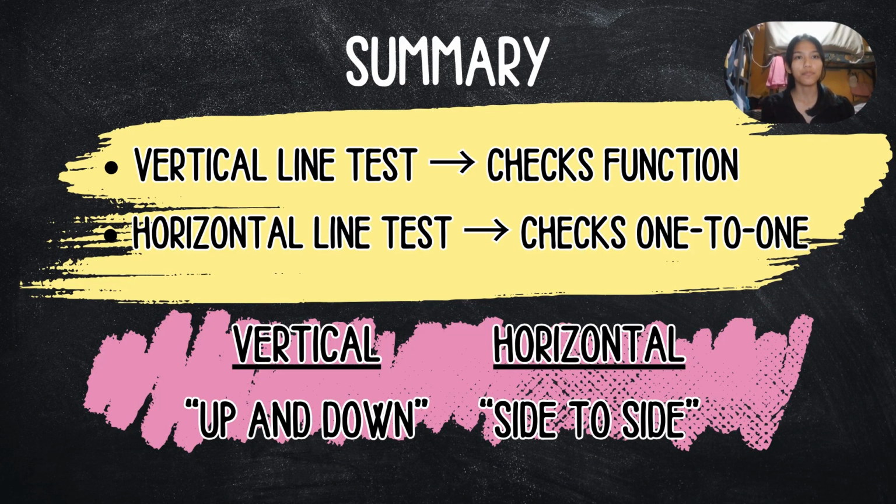To sum it all up, we use the vertical line test to check if a graph is a function, and the horizontal line test to determine if a function is one-to-one. These visual tools help us quickly understand the behavior of a relation without needing any equations. And also a reminder: never forget that vertical is up and down and horizontal is side to side.